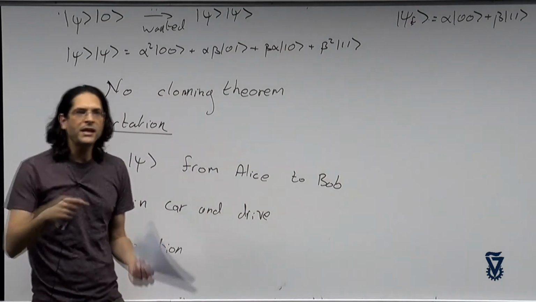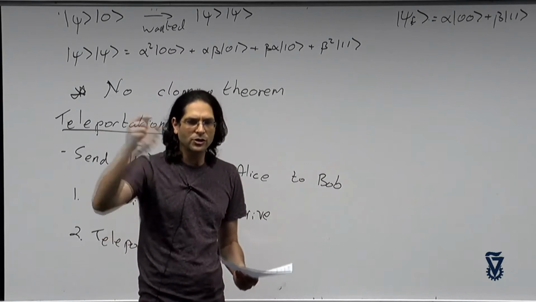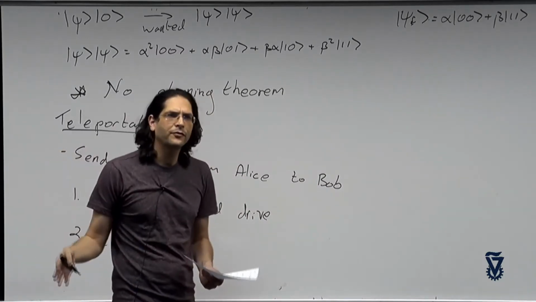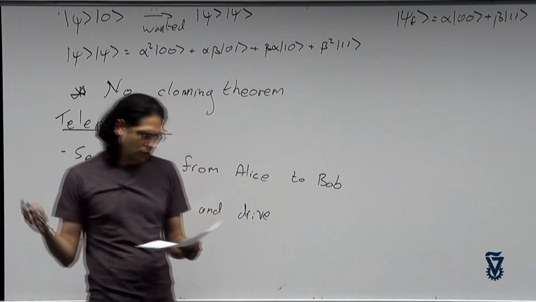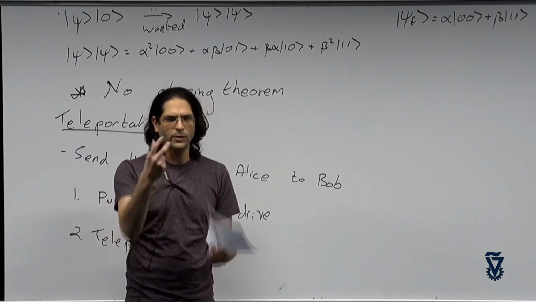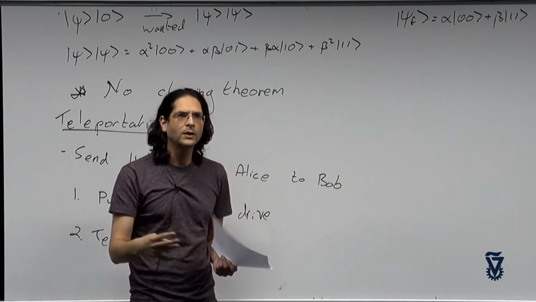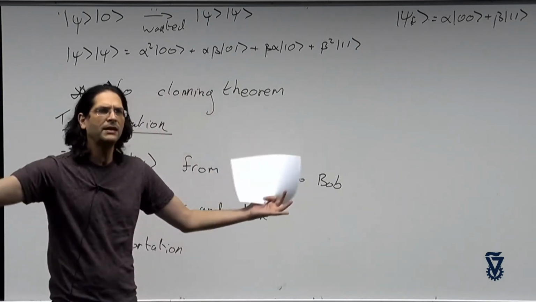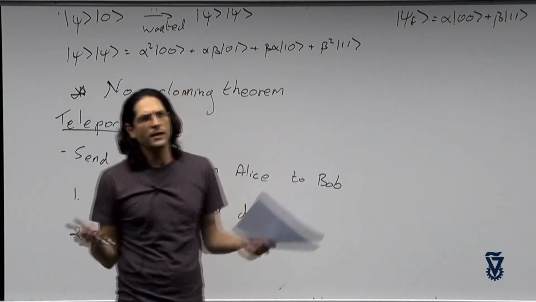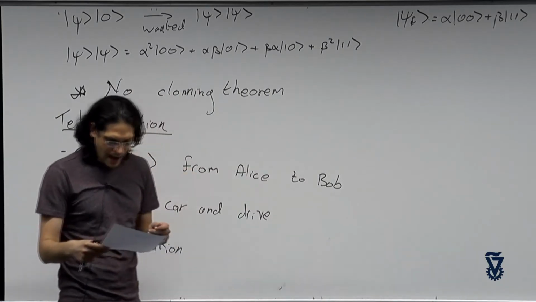If she had many copies of psi, then she could measure each copy and then infer alpha and beta from that. She could do a thing called tomography. But she can't do tomography because she only has one copy, and no cloning says she can't copy it. If we could clone, she could copy it many, many times, measure all those psis, infer alpha and beta, pick up the phone, and tell Bob. So she can't do that.